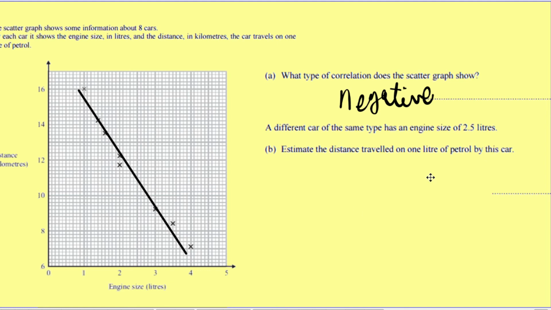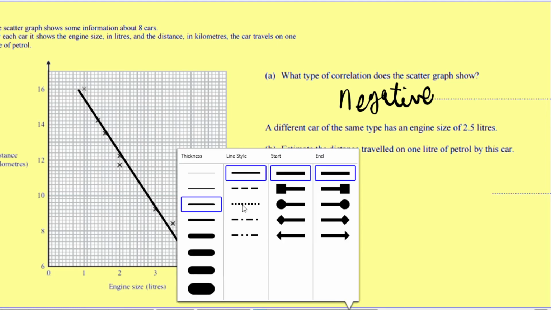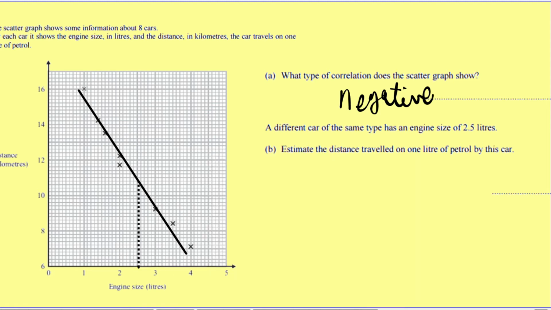A different car of the same type has an engine size of 2.5 litres. Estimate the distance travelled on 1 litre of petrol from this car. So you find 2.5 litres on your graph, and you draw a line up to your line of best fit. So it hasn't mentioned draw a line of best fit here. That's my advice. Whenever you see a scatter graph, you automatically draw a line of best fit. So my line's going up from 2.5 to my line of best fit, and then across, and it's about between 10 and 12. So the number that springs to mind when we think between 10 and 12 is probably going to be 11.